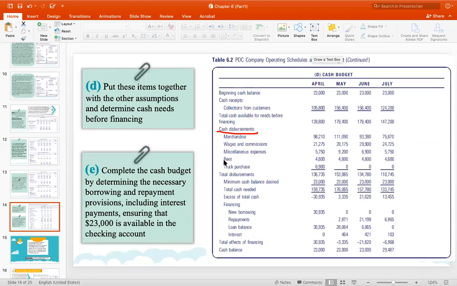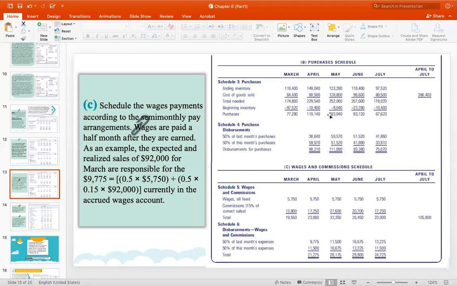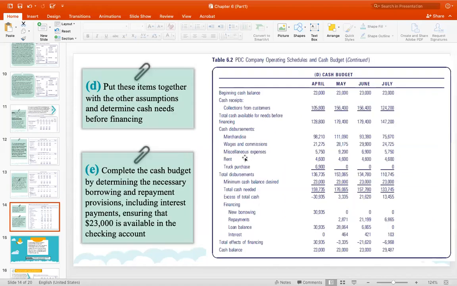And also the rent. So the miscellaneous expenses, the rent, and the truck purchase are all given to us. And we have already computed the purchases and the wages and commissions from panels B and C. For B we have the purchases, while for C we have the wages and commissions schedules. The miscellaneous expenses, as well as the rent and the truck purchase, are given to us at the beginning of the exercise. So now we should add all these numbers together.